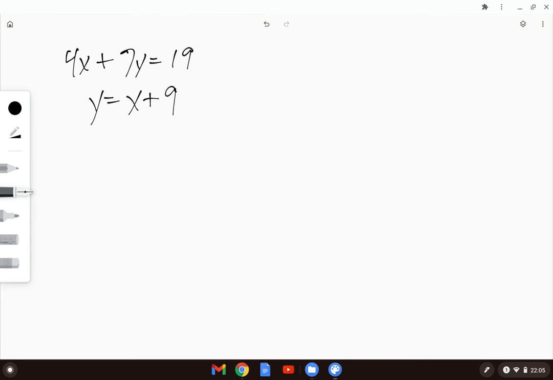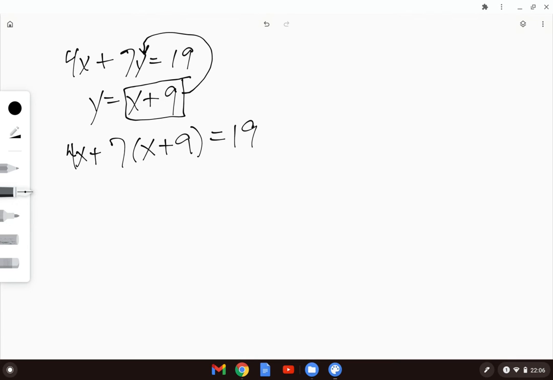The first step is to substitute the expression into the other equation. Right here I have y equals x plus 9. So this is the expression that I am going to substitute into the equation, because this x plus 9 is the value of y. It's not any different if we said y equals 3. We would substitute 3 every place we see a y. But here we're saying that y equals an expression. So we're simply going to take this expression and substitute it every place that y occurs. So we're going to have 4x plus 7 times x plus 9 equals 19.